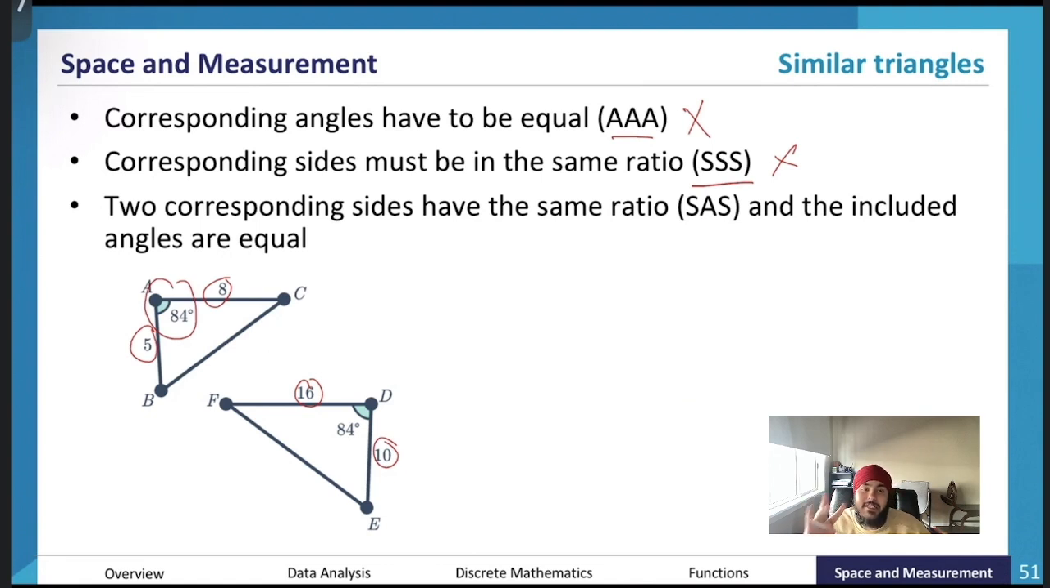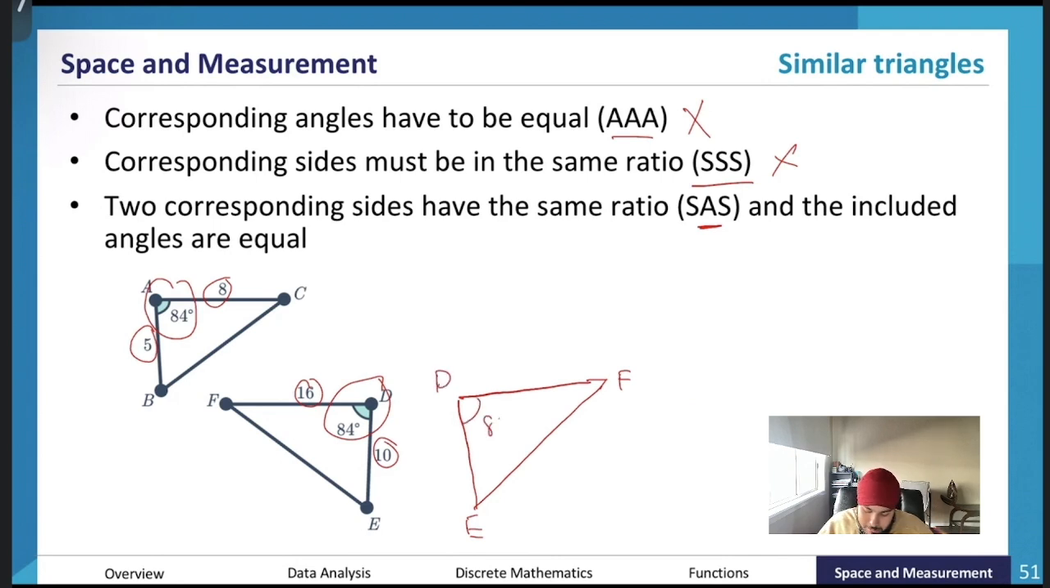So this is the included angle. As you can see, it's in between the two sides. And one part of the SAS is proven, because these two angles are the same. So what I'm going to do is orientate this triangle in a different way so that I can see the two sides and work out the ratios. So E, F, D. I've just flipped it, or reflected it.